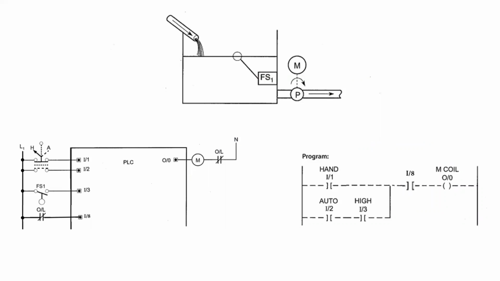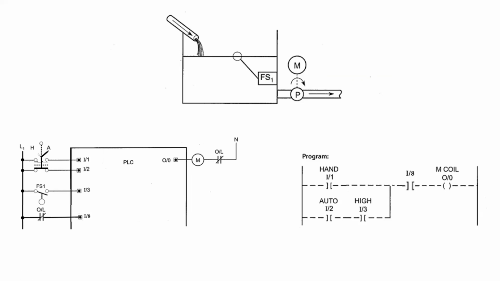Here's the installation. We can see physically the tank with the pipe that's pouring water into it at the top of the screen. The pump is off to the right-hand side, and there is a float switch that's located near the top of the tank. On the left-hand side, we can see the actual wiring of the PLC inputs and outputs with the field devices, and then the program on the right-hand side.